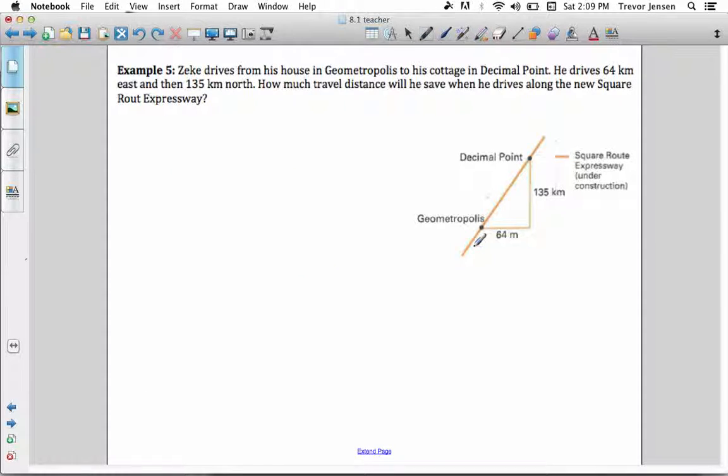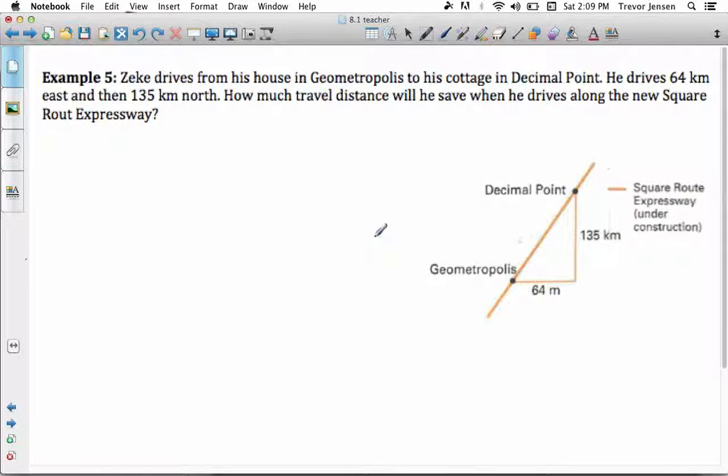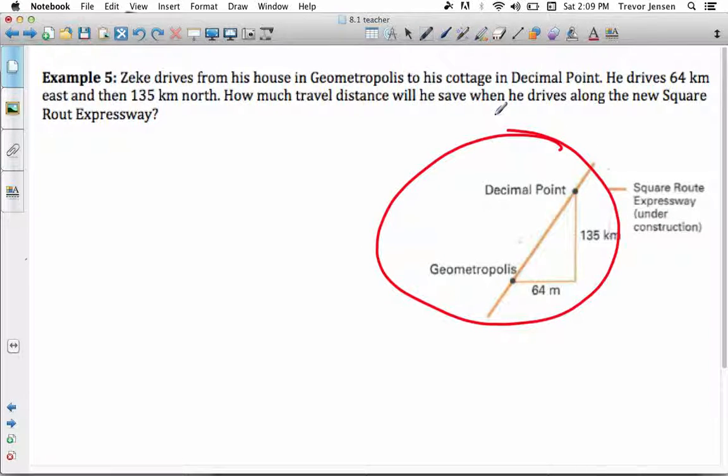One more example. I like this example. Zeke drives from his house in Geometropolis to his cottage in Decimal Point. He drives 64 kilometers east and then 135 kilometers north. How much travel distance will he save when he drives along the new square root expressway? Okay, so lots of fun math terms in that example. Here's a diagram that shows exactly what it's talking about to help you visualize it.